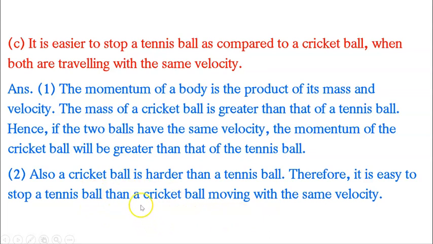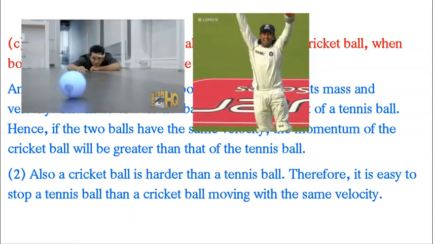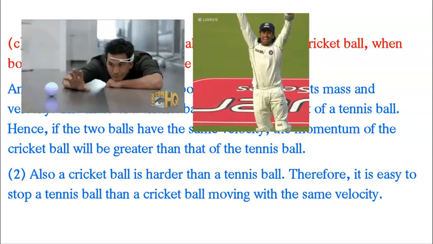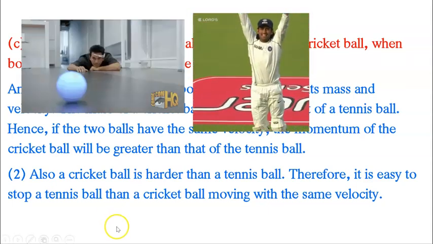Cricket ball कसा तो hard असतो and it has a greater mass than the tennis ball. The momentum of the cricket ball is greater than that of the tennis ball, and hence the answer. Okay, now the next question. See this here. इथे सहज तो कॅच करतोय टेनिस बॉल, but what about the cricket ball? It is hard to catch because it has the mass, at the same time it has the velocity.